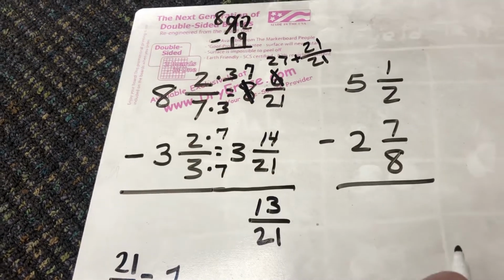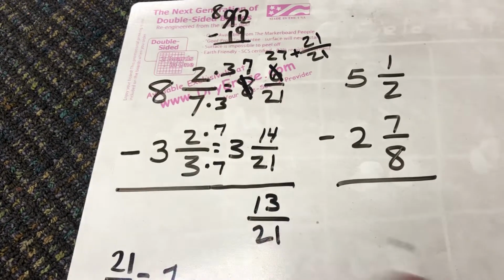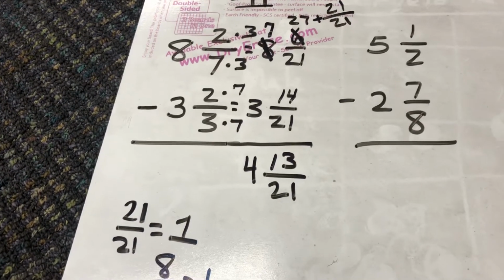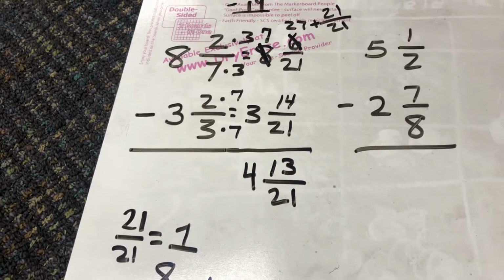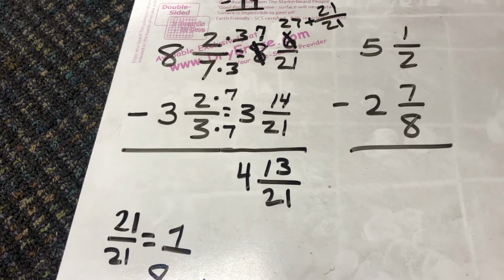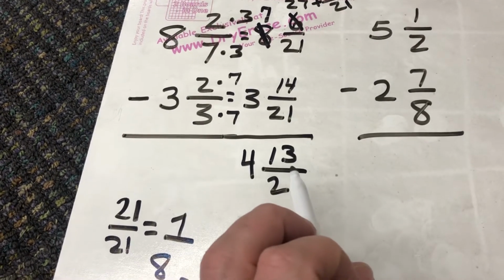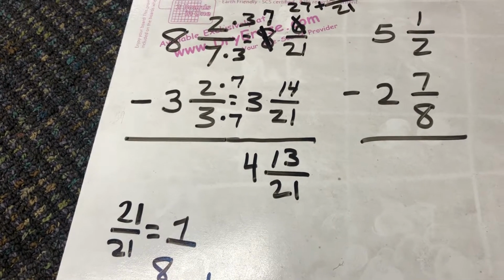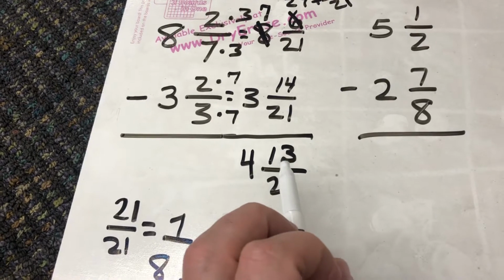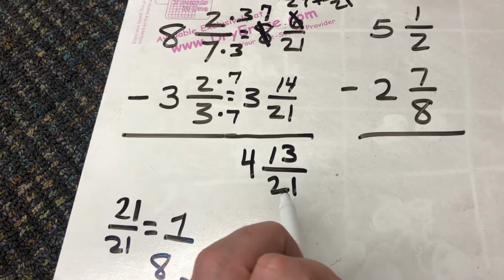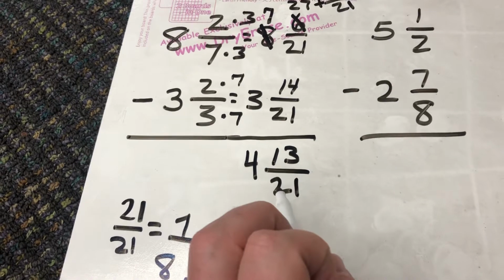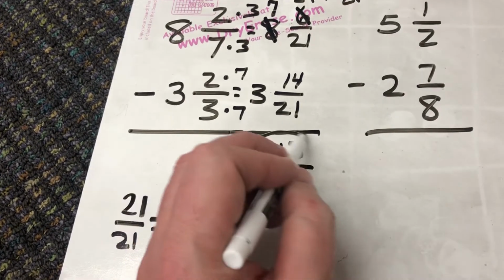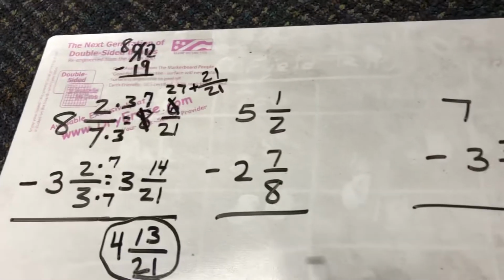That common denominator always stays the same. Then I do 7 minus 3, and 7 minus 3 is 4. Well, then I ask myself, is this in simplest form? Okay? And the only number that can go into both 13 and 21 is 1. Other numbers like 3 and 7 can go into 21, but the only number that can go into both 13 and 21 is 1. So I know that that's in simplest form.